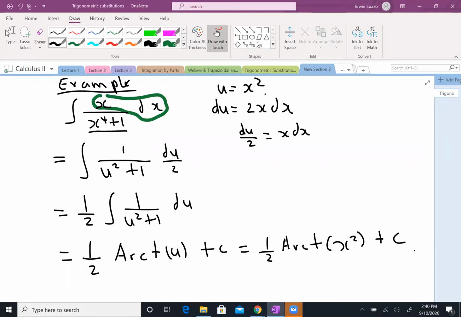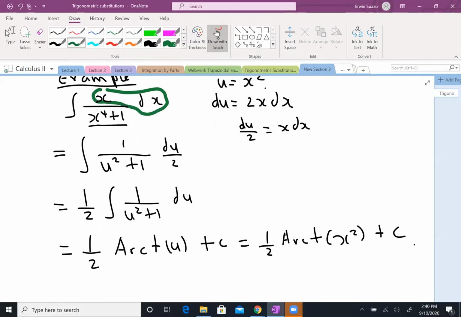Yes, question. Where did you get the x squared from? For the example right here. Oh, because you see, I have x to the 4 plus 1. So since I have x to the 4 plus 1 on the bottom, I mean it's kind of really tricky.